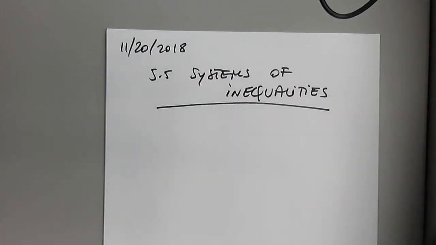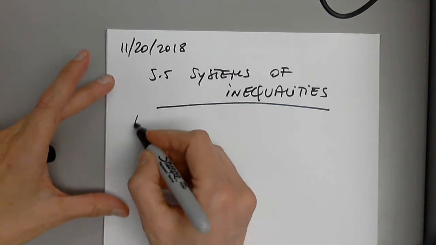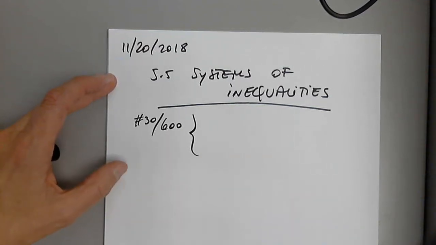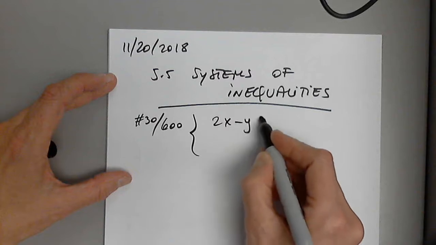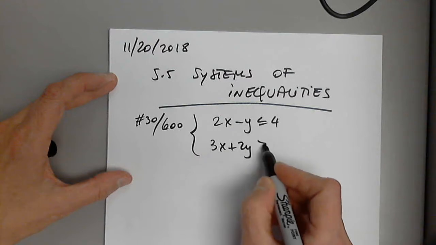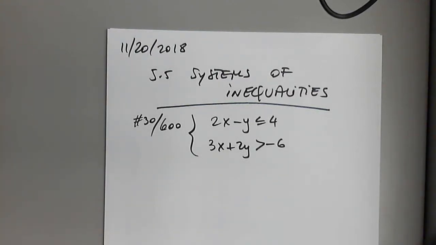We will start with a simple example with linear inequalities that you have seen before, and then we'll look at the other ones. Okay, so here's an example, number 30, on page 600, and that is 2x minus y less than or equal to 4, and the other one is 3x plus 2y greater than negative 6. Obviously, this is not a system of equations. It's a system of inequalities.